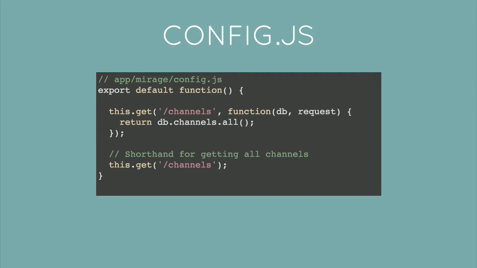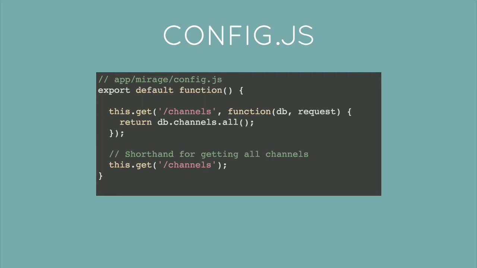So that I showed you there was static data being returned, but ember-cli-mirage provides you with an in-memory database. So basically, the first option is a callback that gets passed the database and the request, and the database is a reference to ember-cli-mirage's in-memory database. This call will return all the channels that are in the database in a JSON API format.